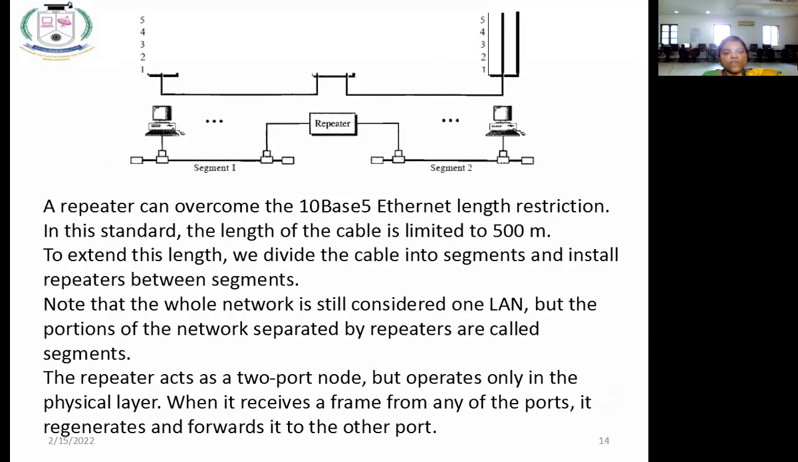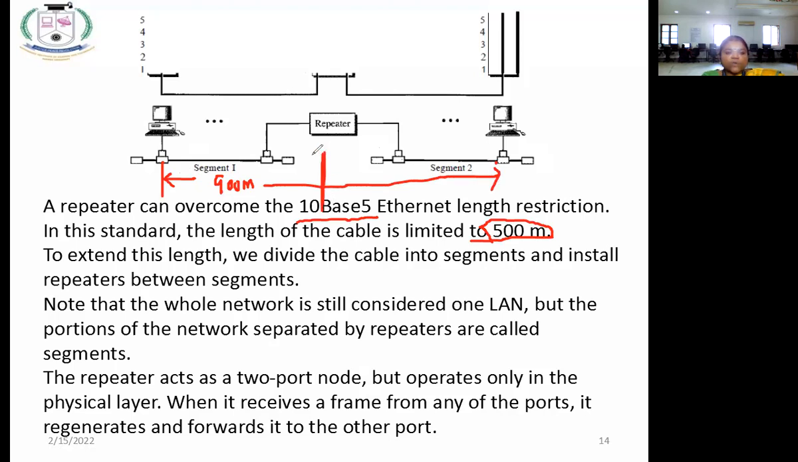So I will just look here. Here is an example given. This is one sender side and this is a receiver side, and we try to connect them using the 10Base5 Ethernet cable. At most, this is only capable of connecting a maximum length of 500 meters. But if the distance between the sending end and the receiving end is something like 900 meters, I cannot connect them using this wire alone.